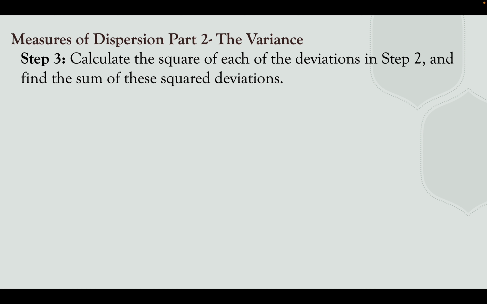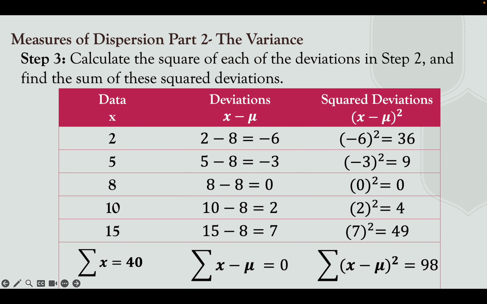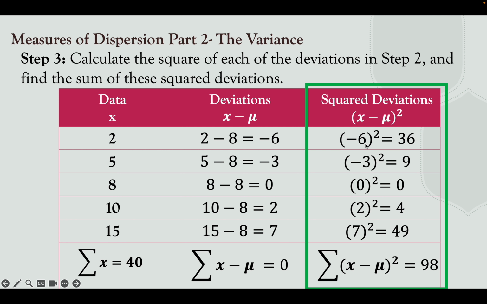Step number 3, we need to calculate the square of your deviation, or you just need to square the step number 2 result. So we have here negative 6 raised to 2. Negative 6 raised to 2 is positive 36. Negative 3 raised to 2, we have positive 9. 0 squared, we have 0. 2 squared, we have 4. 7 squared, we have 49. And find the sum also of the squared deviations. So 36 plus 9 plus 0 plus 4 plus 49, we have 98.